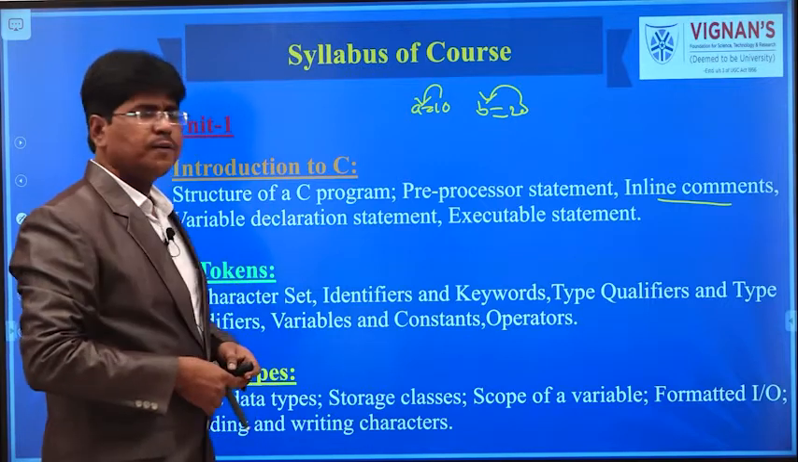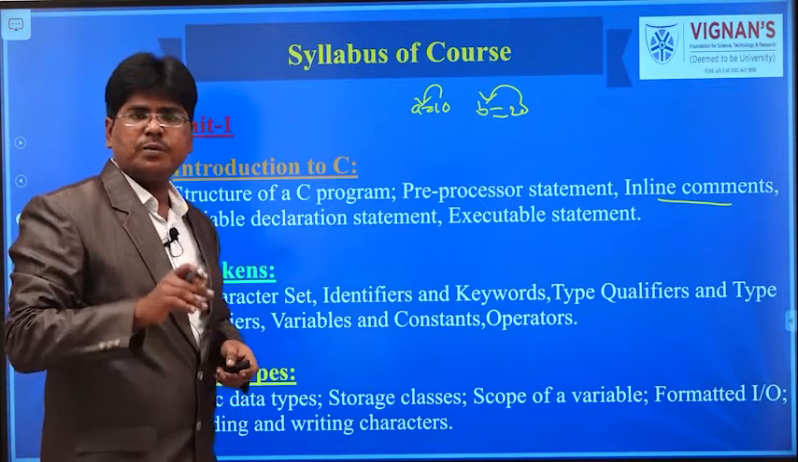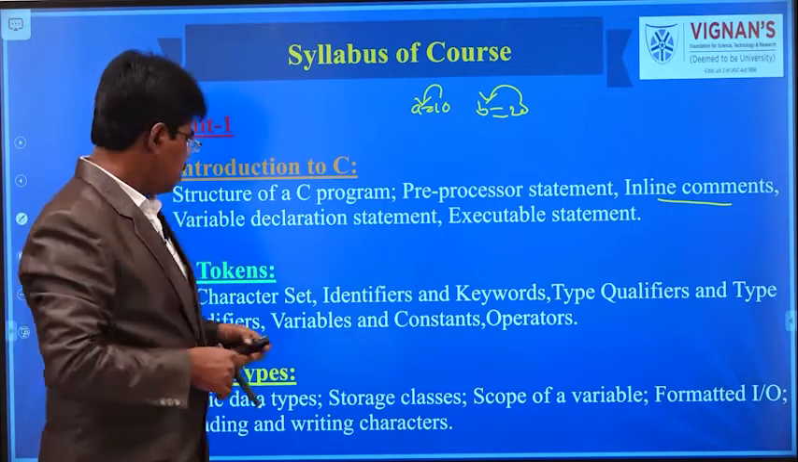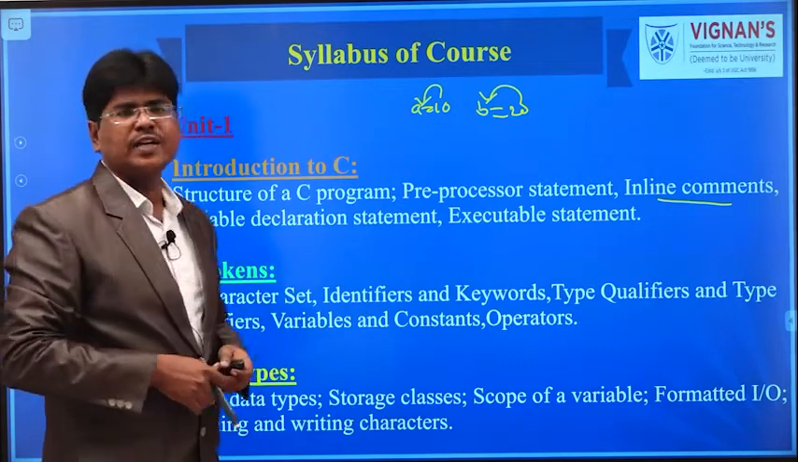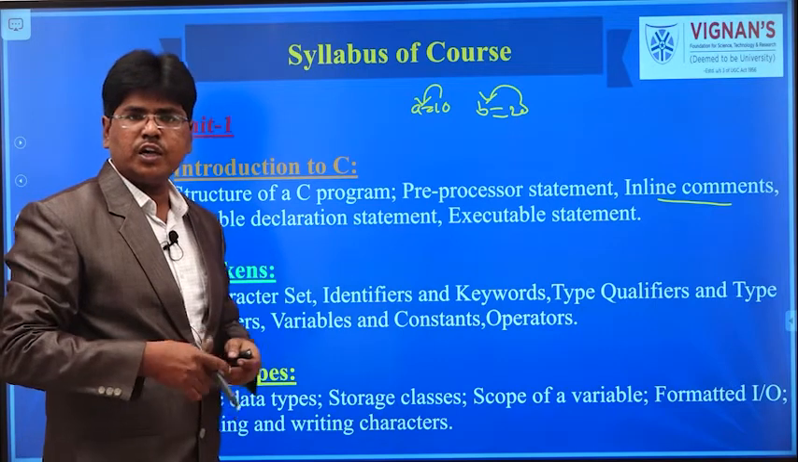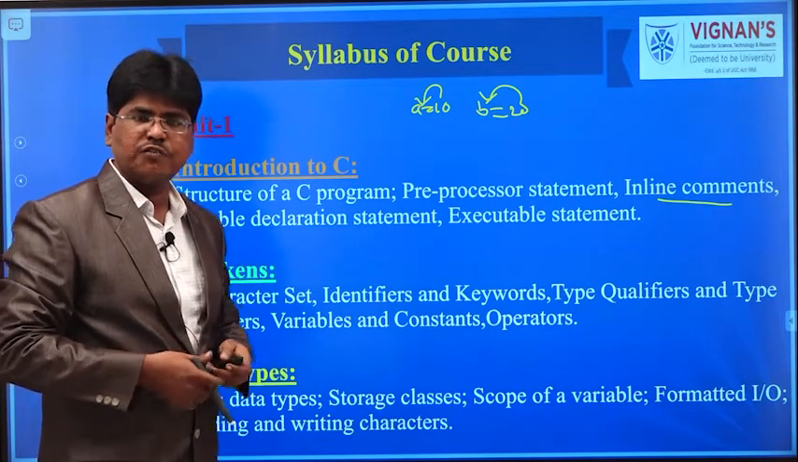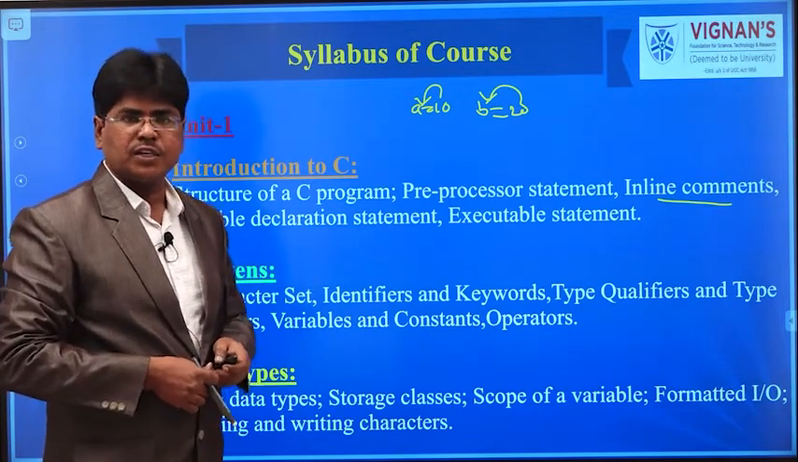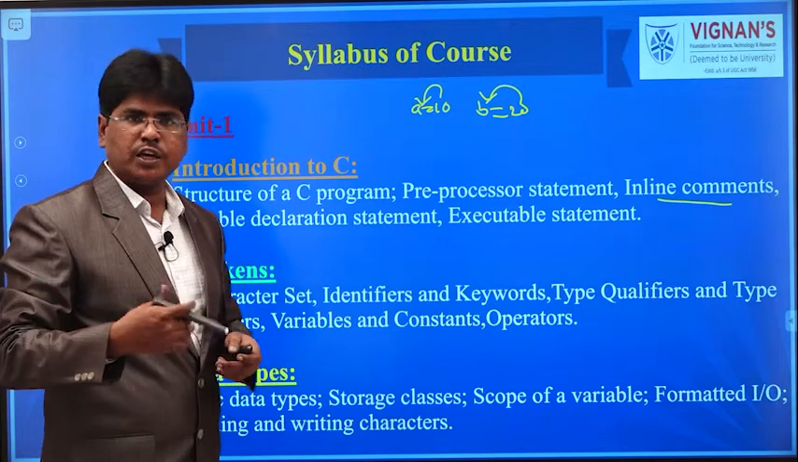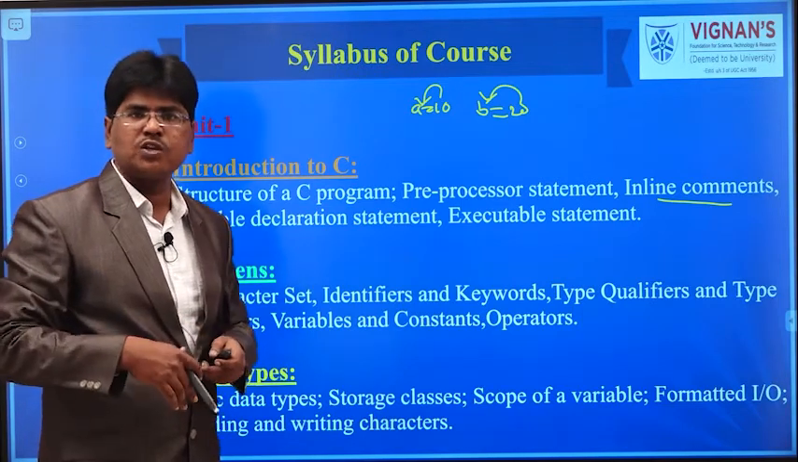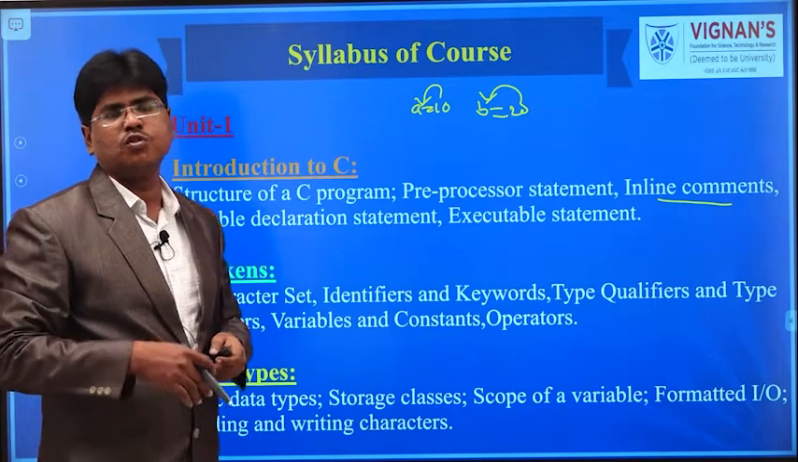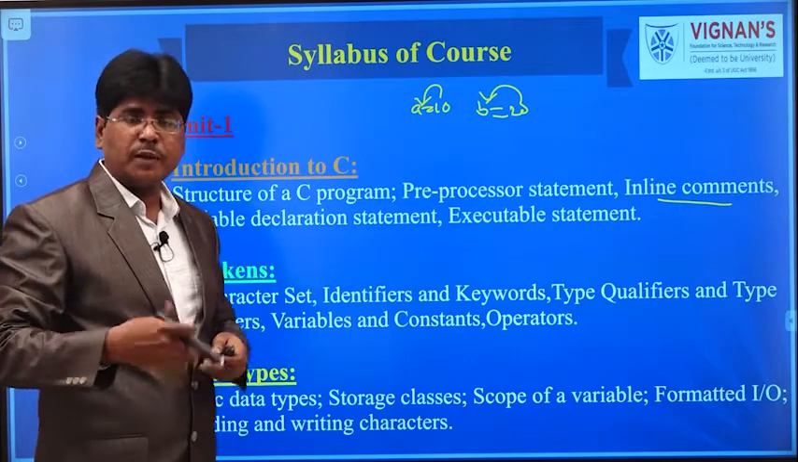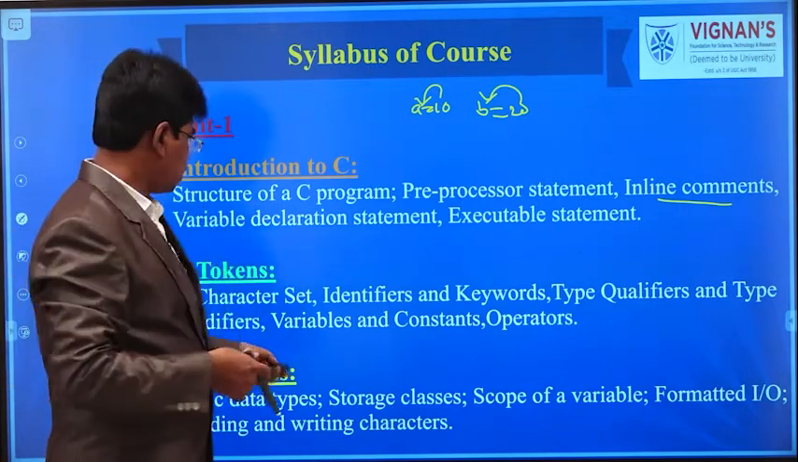Coming to C tokens, C tokens are the main building blocks of a programming language. It will cover different concepts. What is a character set? Always in our programming we are dealing with characters. Everything is treated as a character. If you take a number, it is also a character. If you take special symbols, they are also characters. So everything is characters. How many characters are there? How many types of character sets are there? That we will cover in this concept.